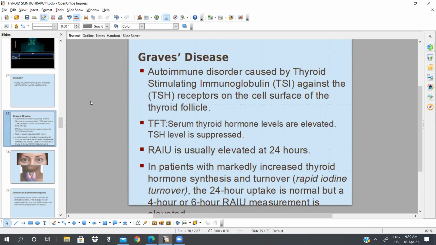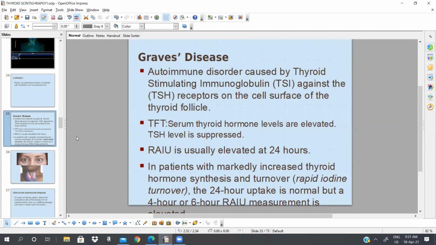What's Graves' disease? As you know, it's an autoimmune disorder caused by thyroid stimulating immunoglobulin, TSI, against the TSH receptor on the cell surface of the thyroid follicle. Serum thyroid hormone levels are elevated. TSH level is suppressed.